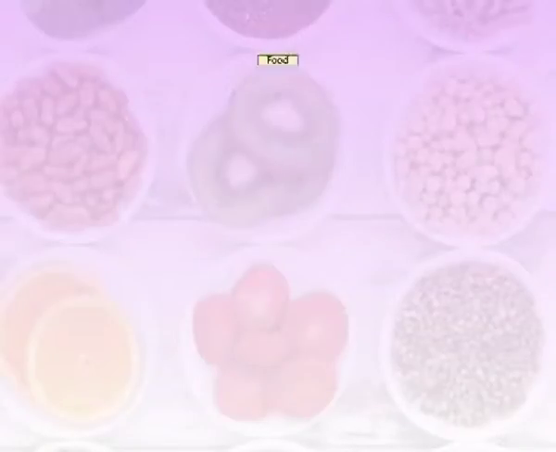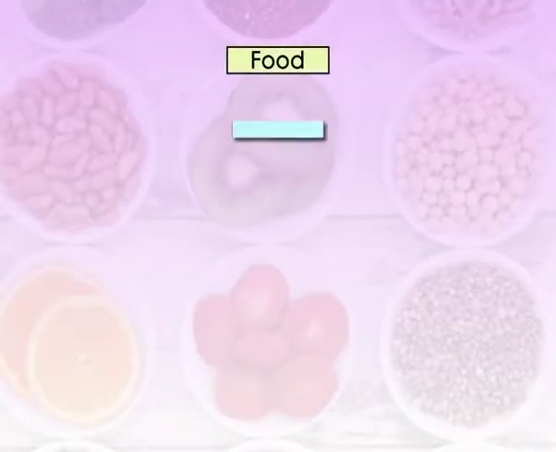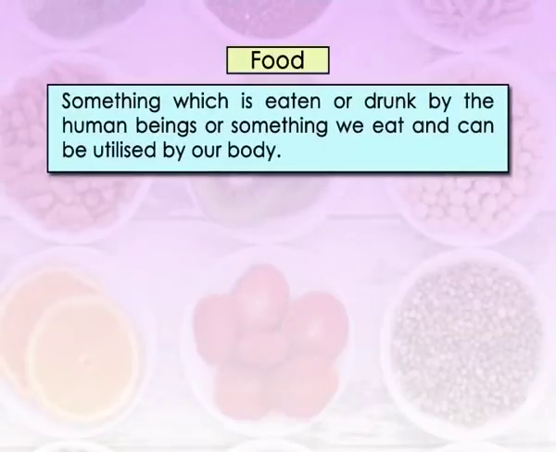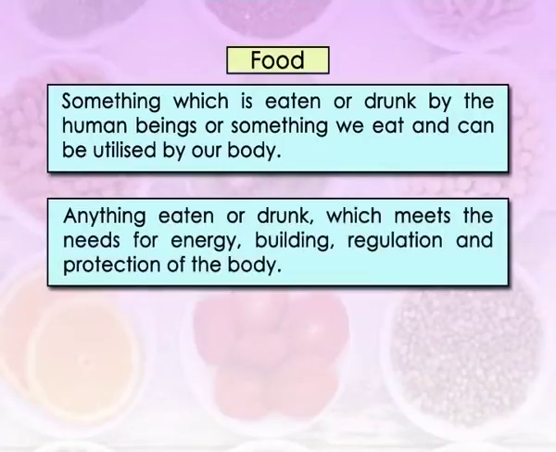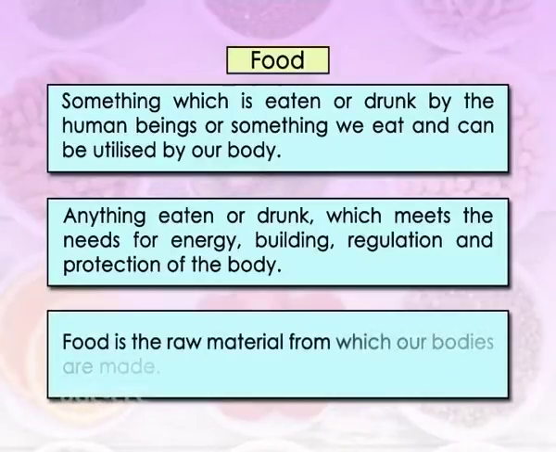Now, coming to the definition of food. Food may be considered as the composite of those substances which are consumed by humans for growth, sustenance and reproduction. The term food can therefore be defined as something which is eaten or drunk by human beings, or something we eat or can be utilized by our body. Food may also be defined as anything eaten or drunk which meets the needs for energy, building, regulation and protection of the body. In short, food is the raw material from which our bodies are made.